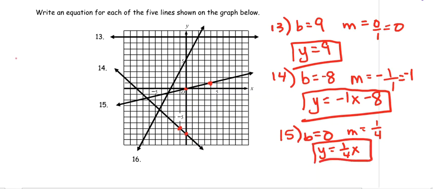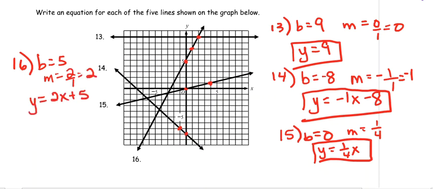And lastly, 16. 16 is right here. So the y-intercept is 5. So that's 1 point. And the next point is right here. So it's going up 1. Oh, no, it's right here. It's going up 1, 2, and to the right 1. So the slope is 2 over 1, or 2. So y equals 2x plus 5.